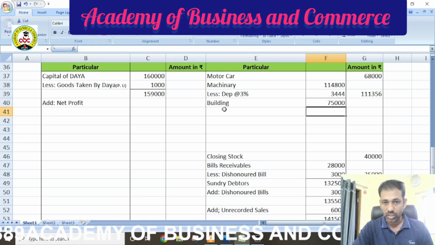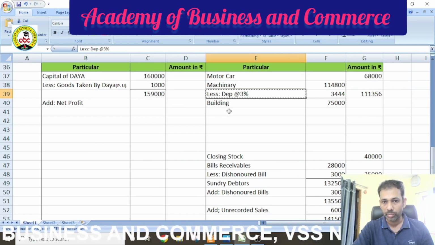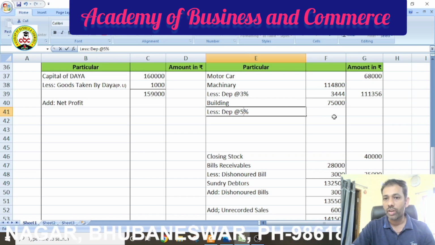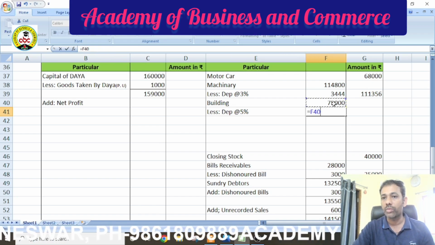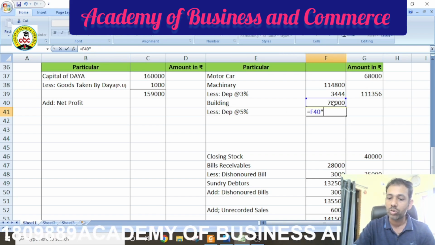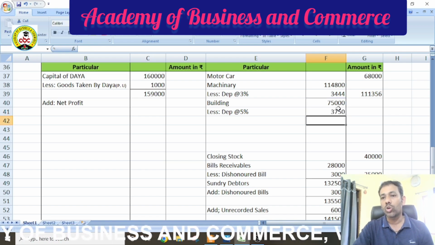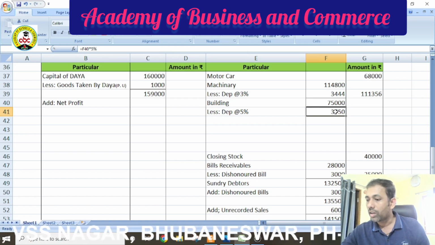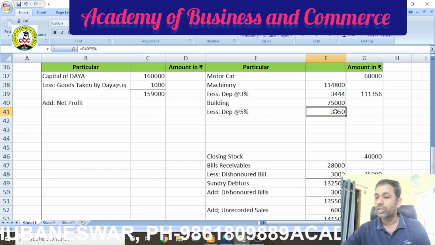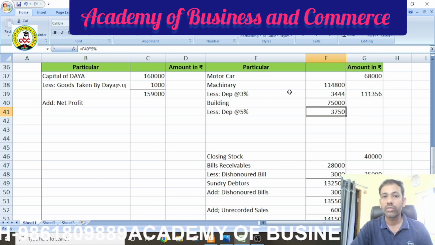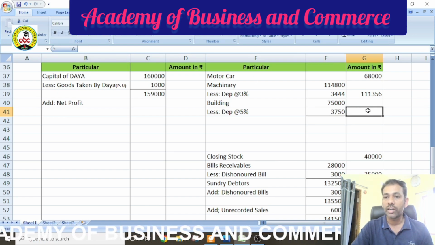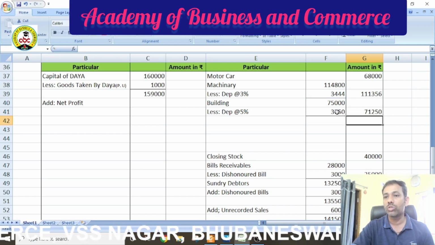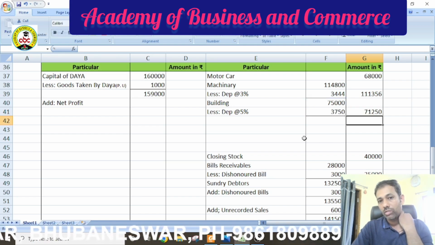Then we have to deduct the less depreciation. And the depreciation rate on building is 5%. Depreciation on building is 5%. So we have to take the depreciation on 75,000 at 5%, so equal to 75,000 into 5%. So 3,750 is the depreciation which we have taken. Building 3,750 depreciation is taken, and we have to take the balance figure, the net figure, in the outer column. So 75,000 minus 3,750, we get 71,250 as the building.